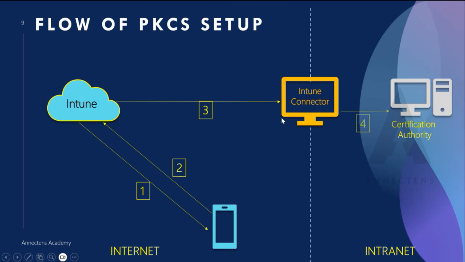Then the Intune connector talks to the certification authority, stating that this is the certificate format, and we are requesting a certificate for a newly joined device which has recently kicked in on the internet side. The certification authority checks and verifies all the certificate terms, and then validates that yes, this is the certificate which can be issued for this device. Then the Intune connector passes that information to Intune.